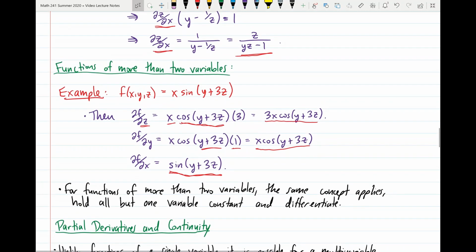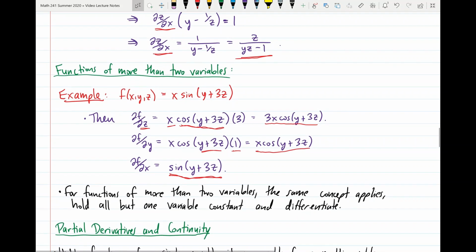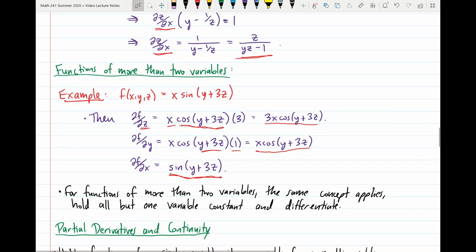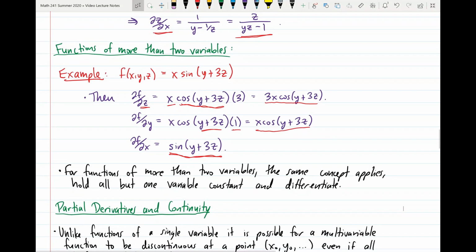We have a function that takes three different variables. F of x, y, z is equal to x times sine of y plus 3z. And we're going to find the partial derivatives with respect to z, y, and x. So let's start off with the partial derivative with respect to z. To calculate, we're going to hold x and y constant and then take the derivative with respect to z.